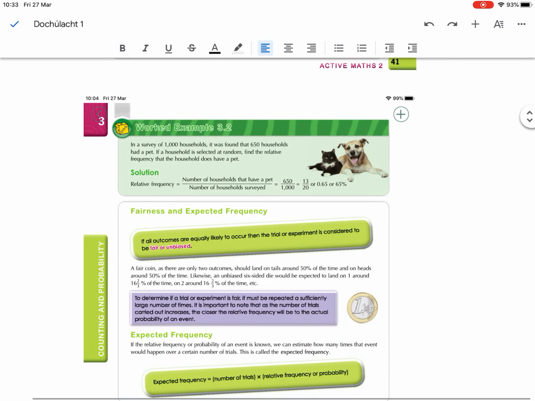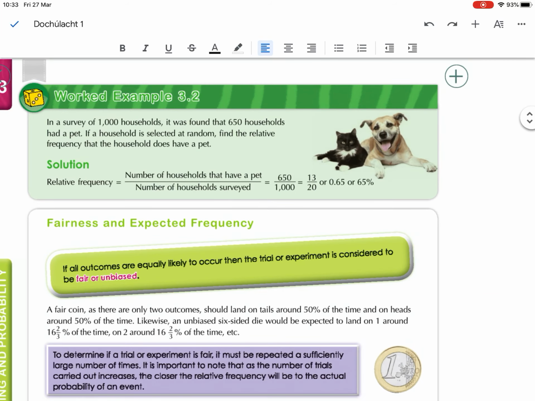To give me an example here, in a survey of 1,000 households, it was found that 650 households had a pet. If a household is selected at random, find the relative frequency that the household does have a pet. So it says 650 have pets out of 1,000. It's the number of households who have a pet over the total number of households, which is just 650 over 1,000. And leave it then as a fraction, a decimal, or a percentage. So my fraction in its simplest form is 13 over 20.